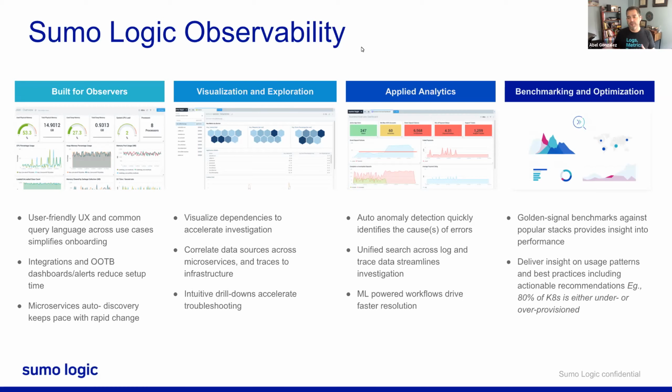So we can go through all of these, but I wanted just to finish off with this benchmarking and optimization. Because Sumo Logic is a multi-tenant platform, we're able to leverage analytics across all of our telemetry to then be able to give you golden signal benchmarks. So you can see how your application is performing compared to benchmarks across the spectrum.